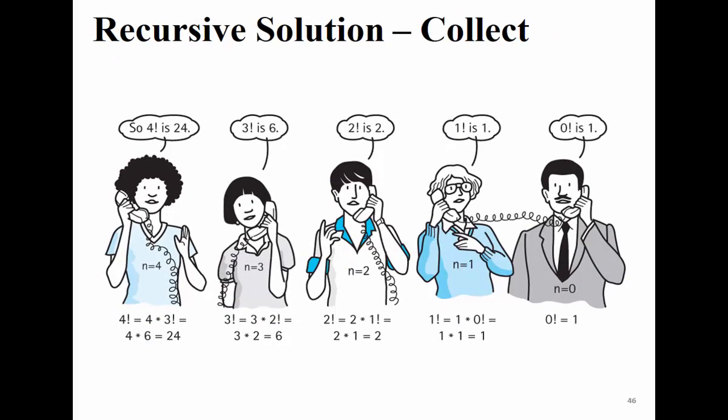So we know the answer by calculating. We know the factorial of 1. Then 1 times 1, and so on until we reach the factorial of 4, which is equal to 24. This is how the recursive call works.